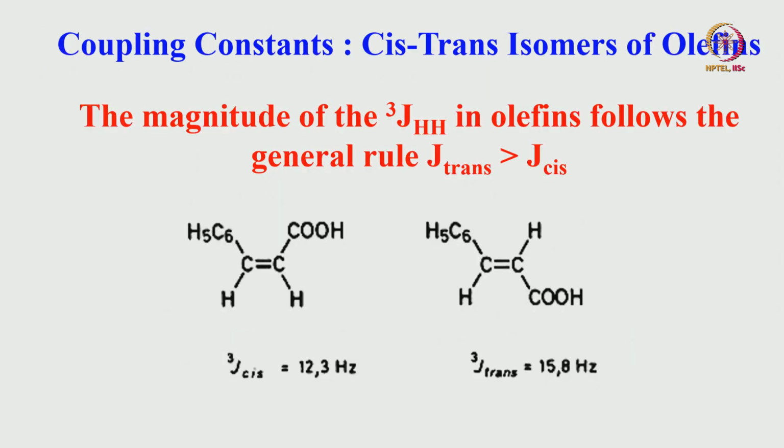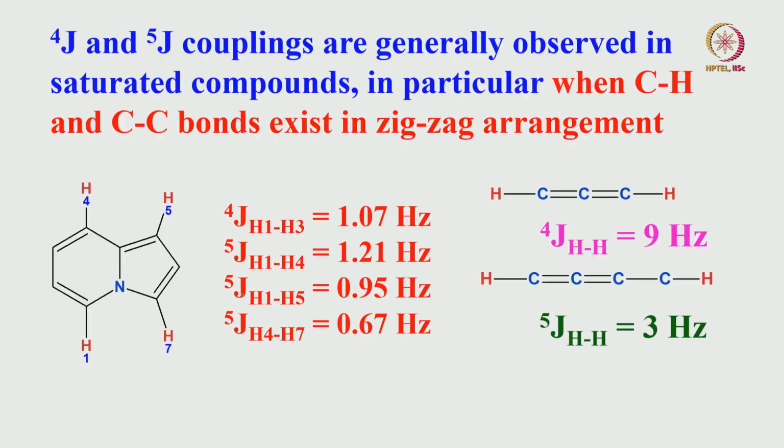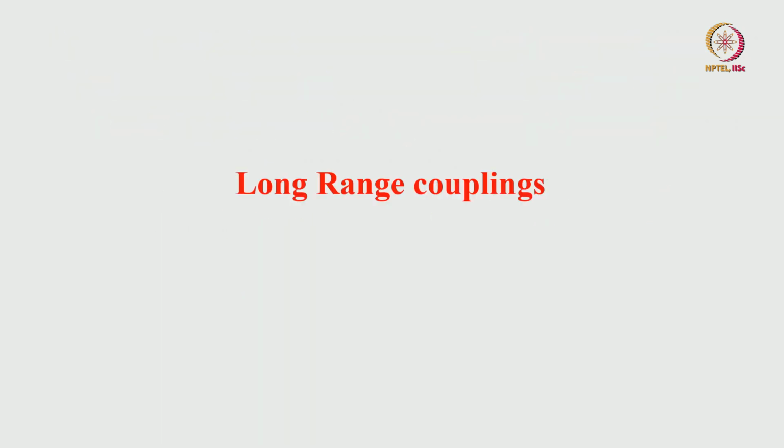So for cis-trans isomers in the olefins, 3JHH trans is always larger than cis. This is basically an idea you should know to get the conformation.